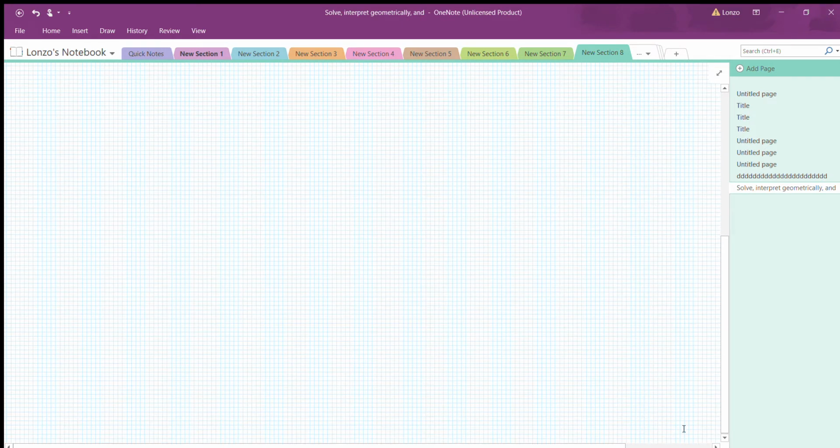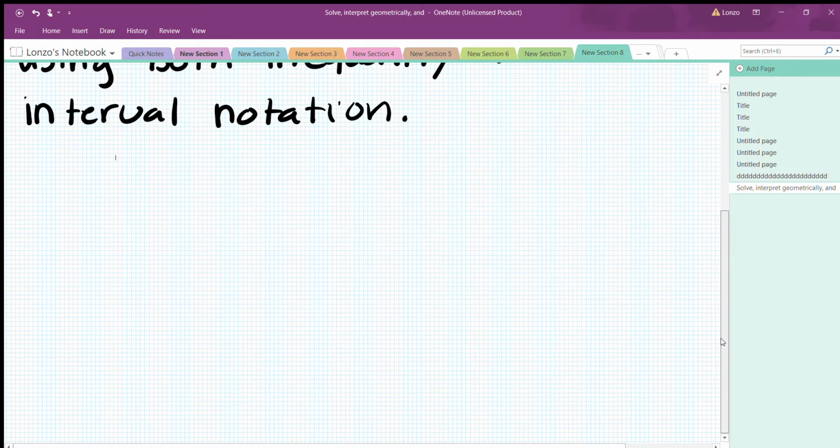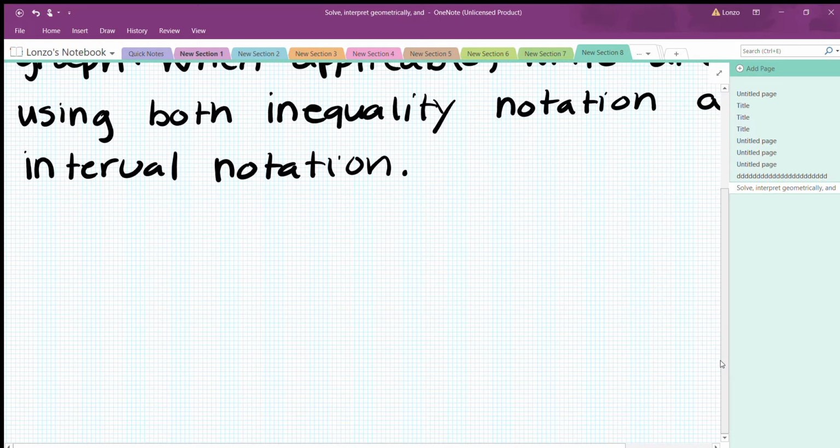Let's say for this one, I actually just want the solution. I don't actually want to graph it. I just want the solution.